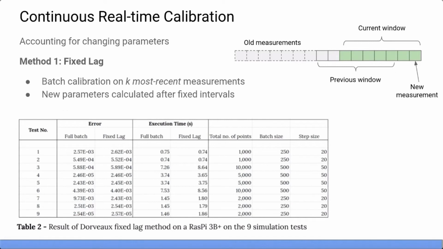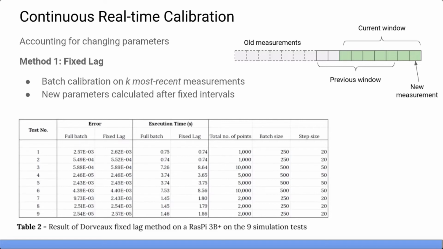So the first method that we tried for this was the fixed lag method. Over here, we essentially consider the k most recent measurements, and the new calibration parameters are calculated after fixed intervals on a window of the k most recent measurements. The reason we are doing this again is that calibration parameters can change over time, and we need to always have the latest calibration parameters.